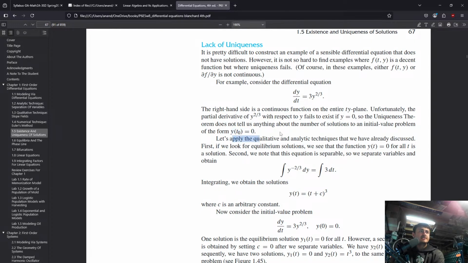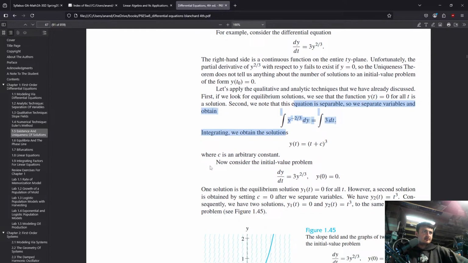Let's apply the qualitative and analytic techniques that we've already discussed. If we look at equilibrium solutions, we see y of t equal to 0 for all t is a solution. Second, we note that this equation is separable, so we separate and integrate.